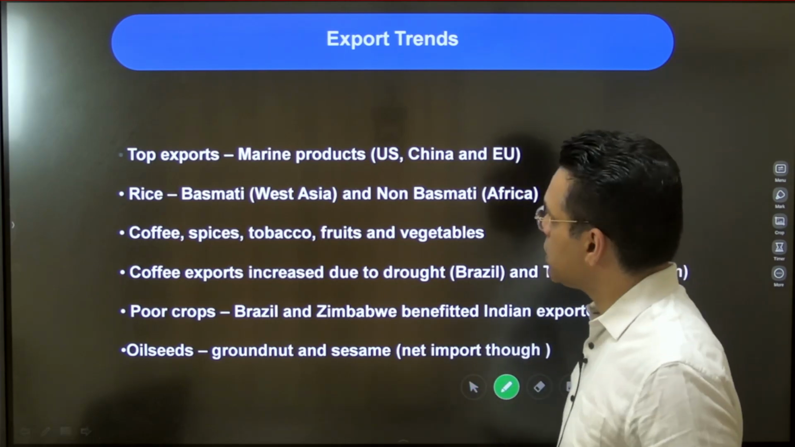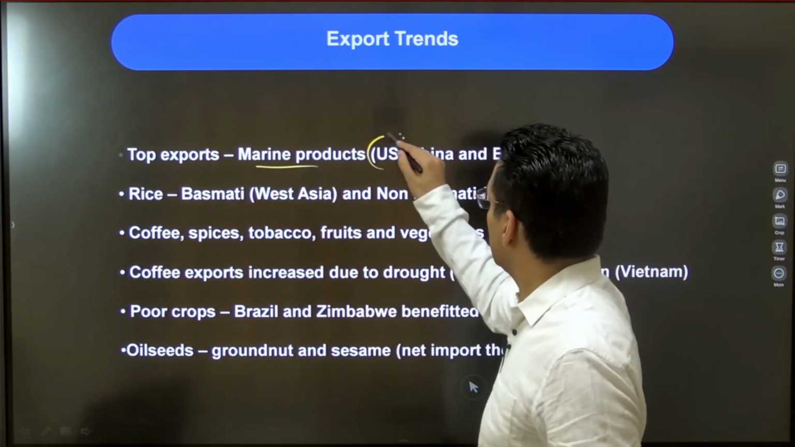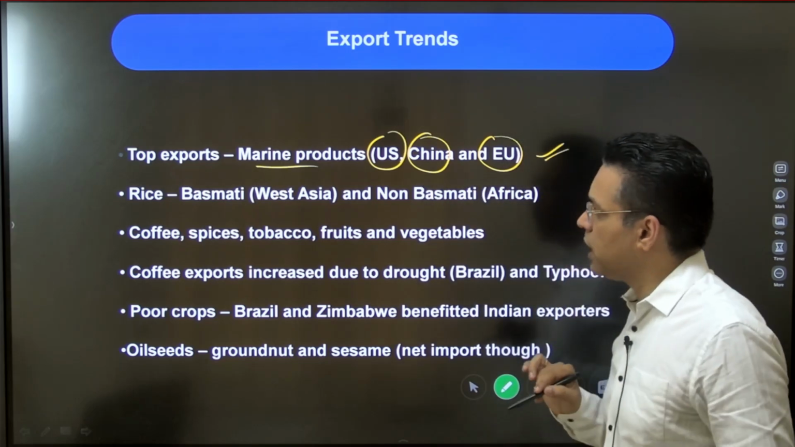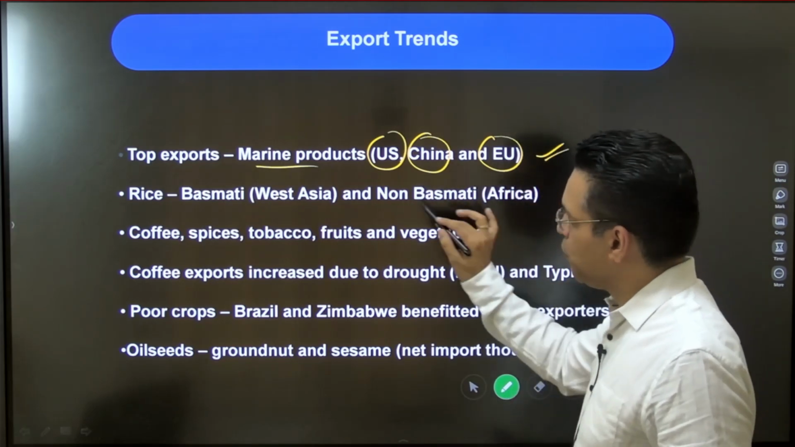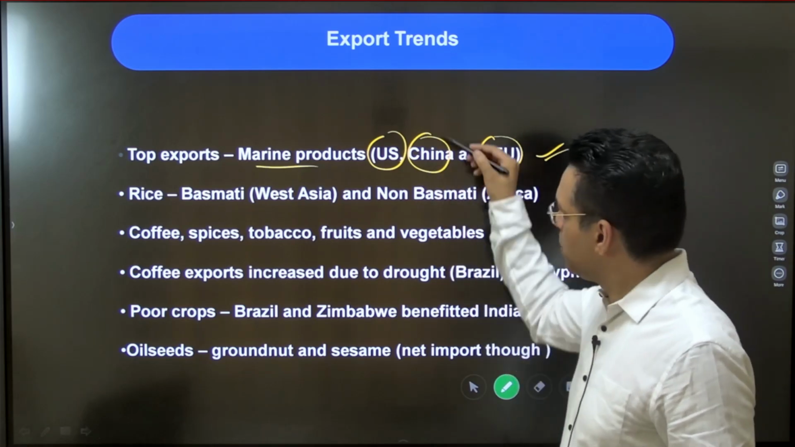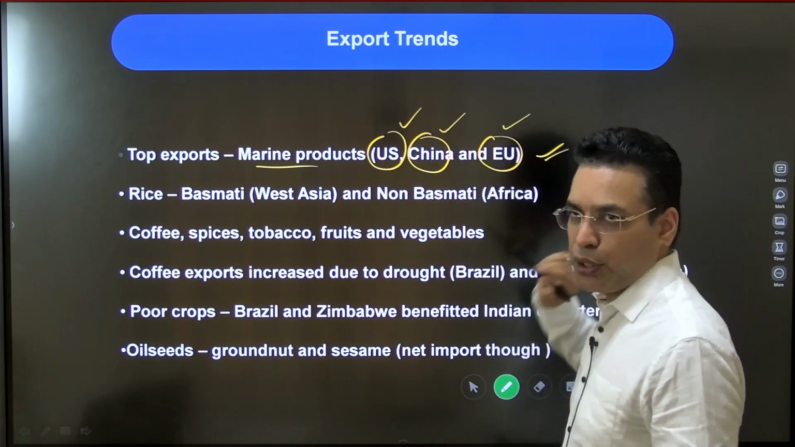So top exports: marine products, USA, China, and EU. Now these are the top exports of marine products. So now again the question can be asked: where is the maximum going? USA, China, and EU.